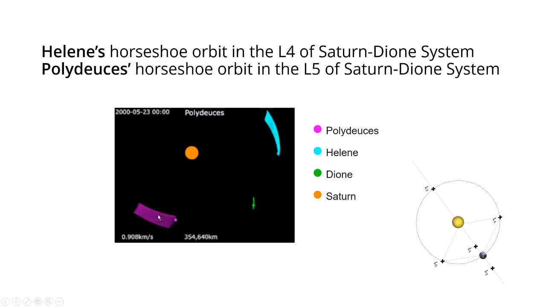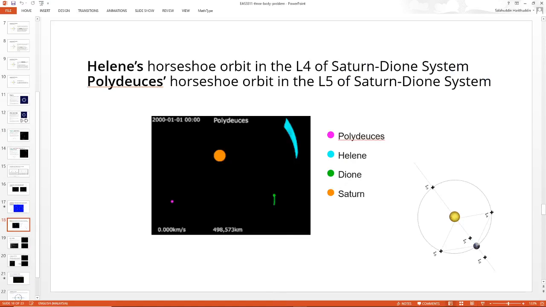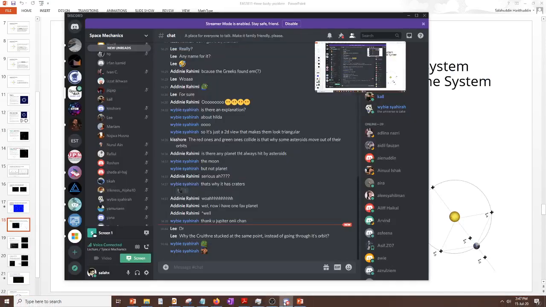This is in L5. This is in L4. If you can imagine the Lagrange points there, this is where Polydeuces lives, and this is where Helene lives. Dione is here, Saturn is here. So this is another three-body system: Saturn, moon, and small bodies. It is fascinating. The orbit is so weird, and it comes back like a spring. Okay, I'll attend to any questions.